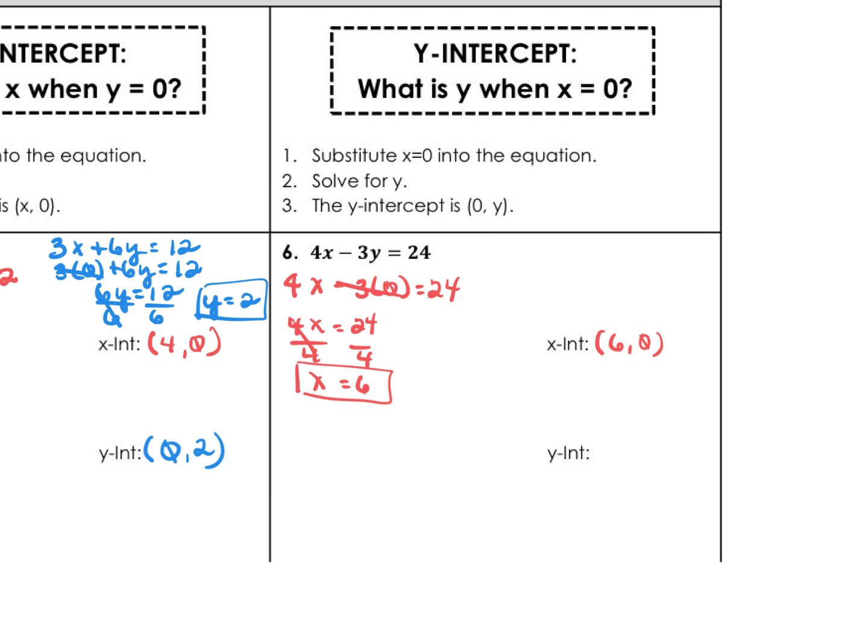Then we'll do the same thing and substitute 0 for x. This cancels out. Negative 3y equals 24. We're going to divide both sides by negative 3. y is equal to negative 8. And our y-intercept is (0, -8).